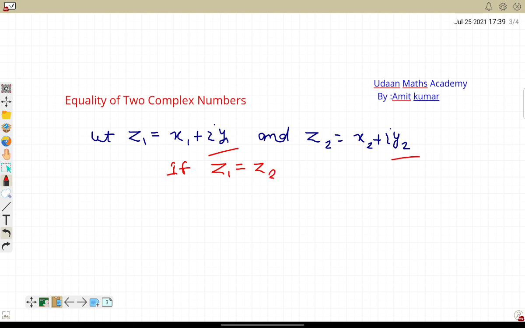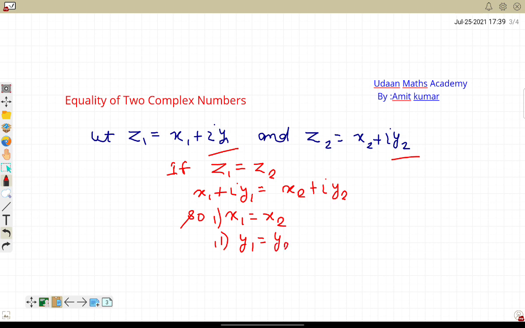So condition, we can write z1 is equal to x1 plus iota y1 and z2 is equal to x2 plus iota y2. So how we can equate these two? If two complex number are equal, then always remember the real part of these two complex number must be equal as well as the imaginary part of these two complex number must be equal to each other. So x1 must be equal to x2 because x1 and x2 are real part and y1 and y2 are imaginary part. So in this way we can say real part are equal to each other as well as imaginary part are equal to each other.